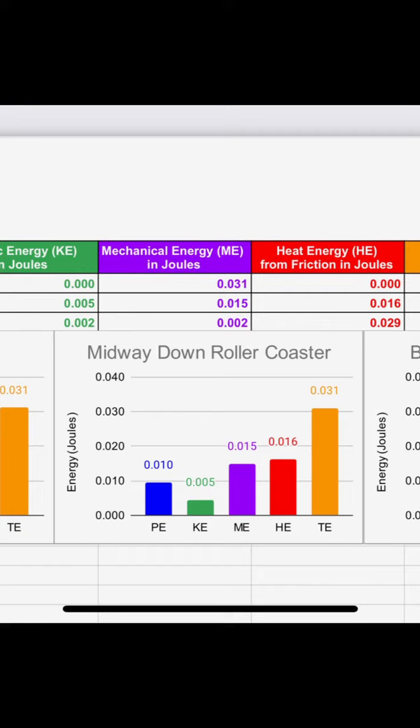Midway down the roller coaster, our potential energy has decreased because we are now moving. Kinetic energy is getting bigger because there's more energy to build up as we are moving. Mechanical energy is now equal to potential plus kinetic, and heat energy is increasing because our friction is increasing as we move down the roller coaster, not only from the marble on the foam, but the sticks in the foundation of the roller coaster. Total energy is remaining constant because it is conserved.